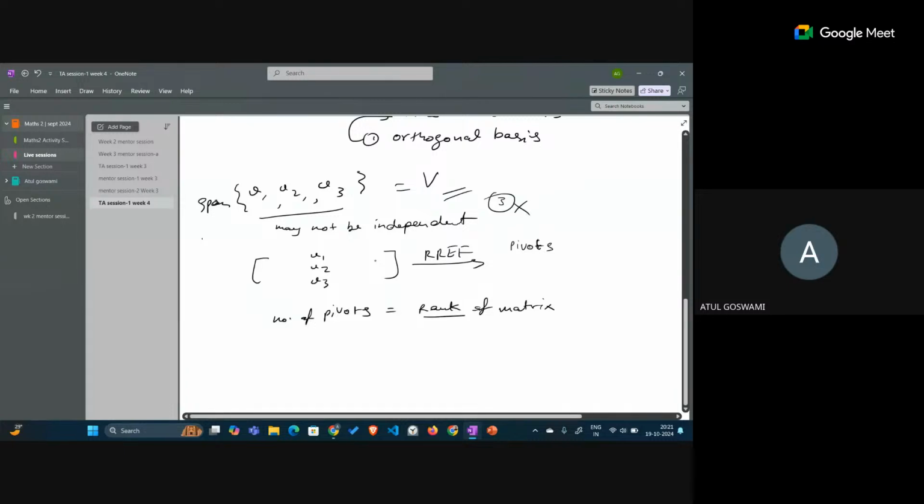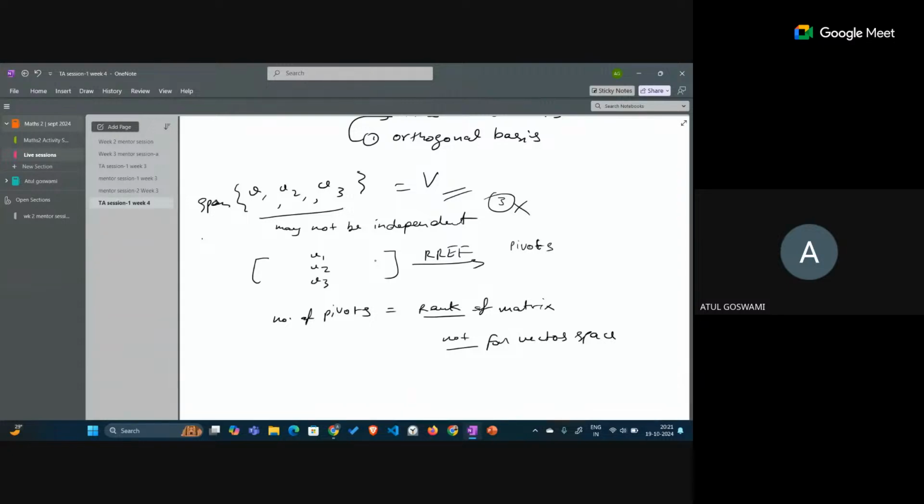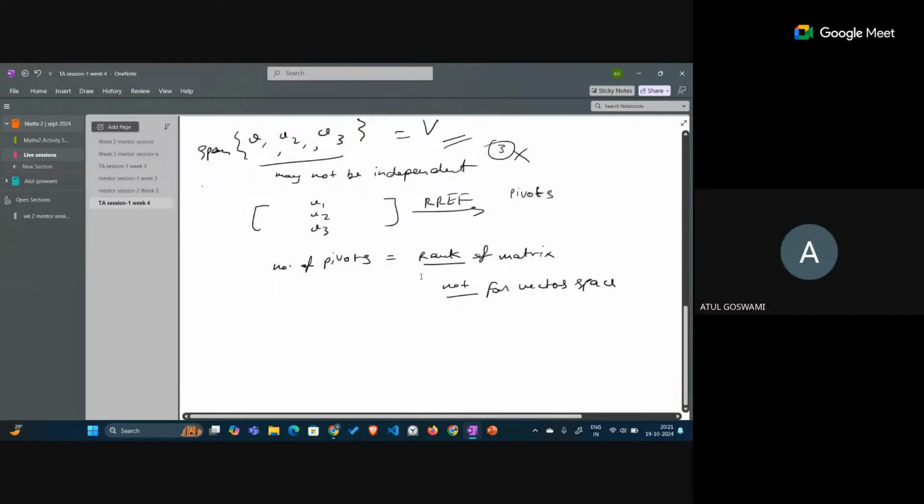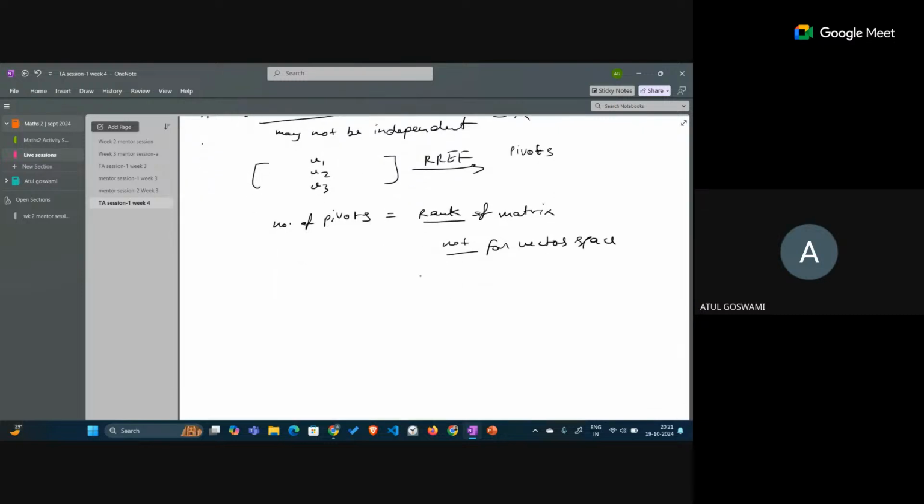Remember, the word rank is defined for a matrix, not for a vector space. Okay, there is no such thing as the rank of a vector space. Rank of a matrix is actually something else, and the number of independent variables.